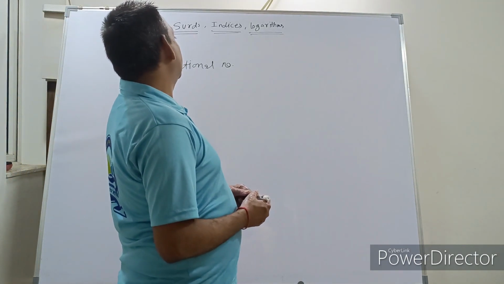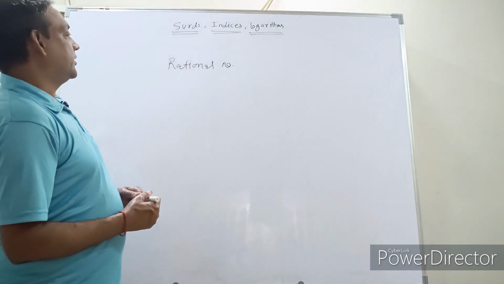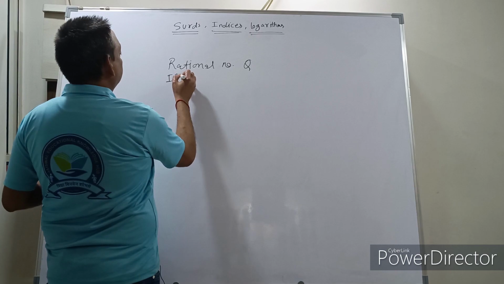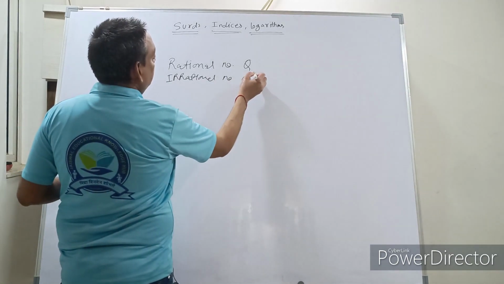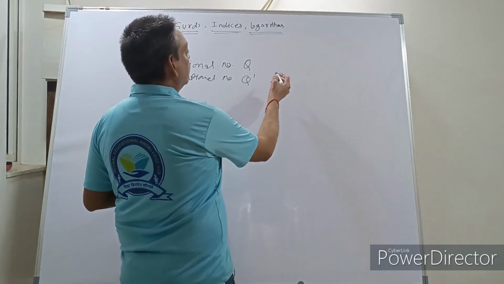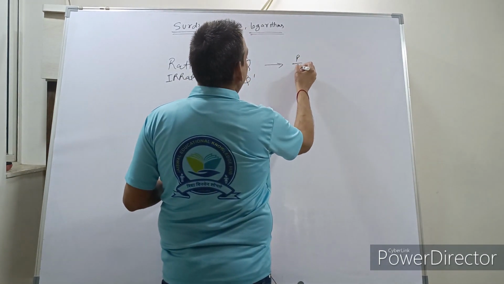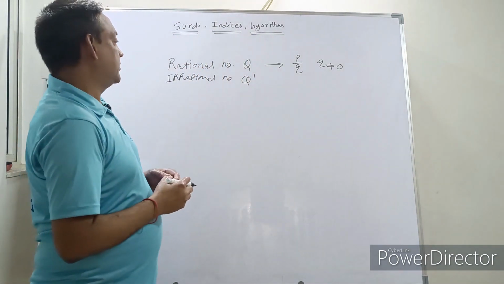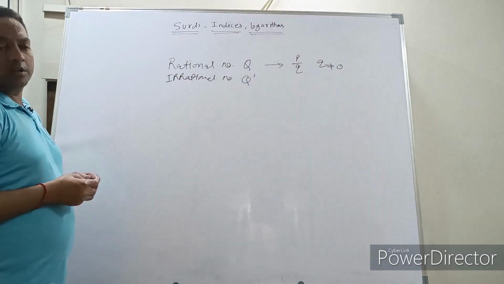Surd is nothing but... before we start surds, you have to know about rational numbers and irrational numbers. A rational number is denoted by Q, and an irrational number is Q dash, or Q complement. If we write a number in the form of p upon q, where q is not equal to 0, it is known as a rational number. And an irrational number is one we cannot write in the form of p upon q.